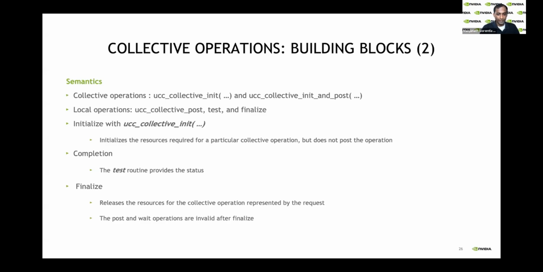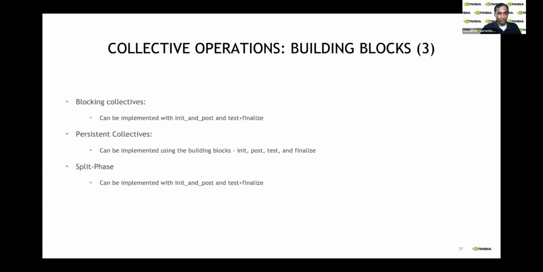So I probably can skip this because I already spoke about it. Here, what I'm showing is how to build blocking collectives, for example, init and post. And once you do test and finalize in the same function, you're getting a blocking collective. A persistent collective you can map into init, post, test, and finalize. Also, if you want to implement a split phase collective, you can do init and post, set the number of outstanding collectives to 1, and do test and finalize.